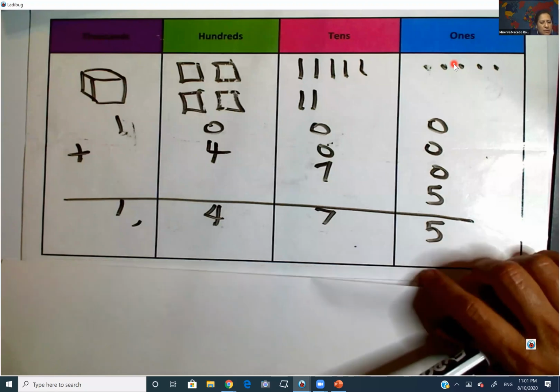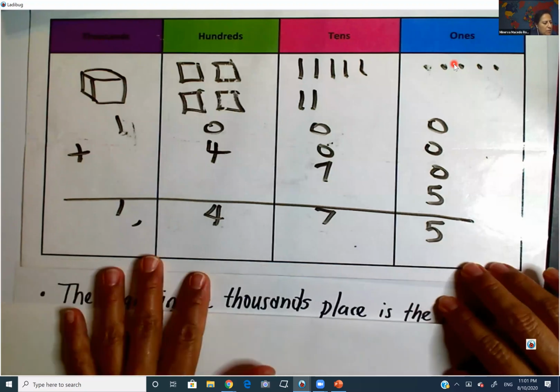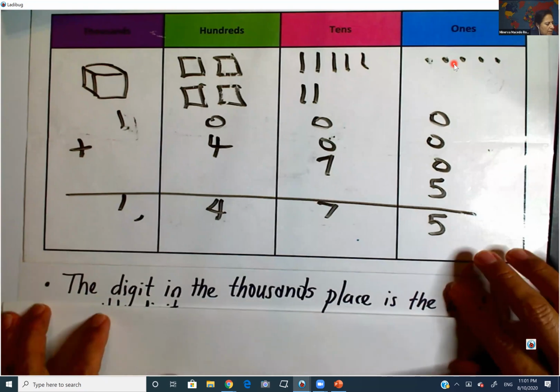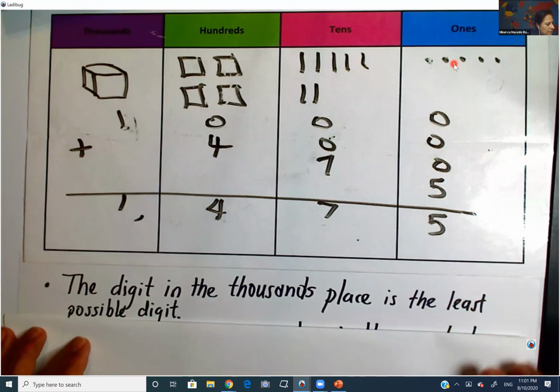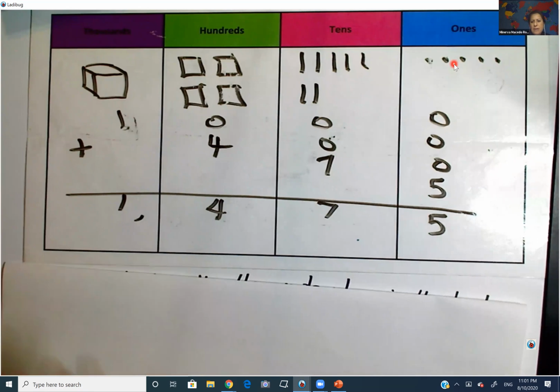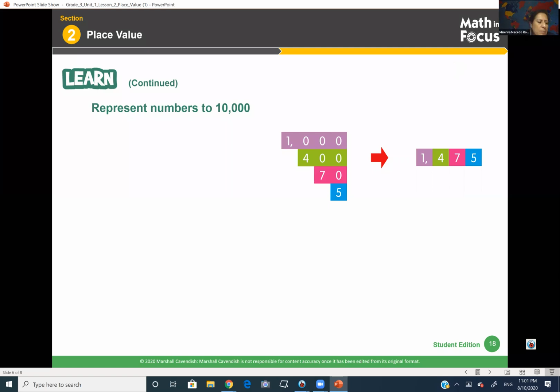Now let's answer some questions here. So let's look at the first question. The first question says, the digit in the thousands place, oh no, I'm sorry, this is another thing. Let me just stop here a little bit. Okay, now we have the same number I was representing with the cards here. We have the 1,000, the 470, and the 5, and together they make the 1,475.